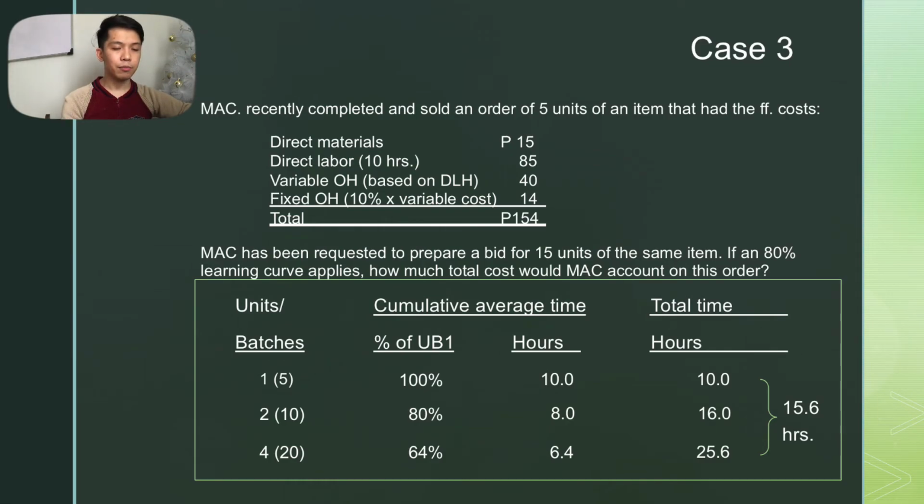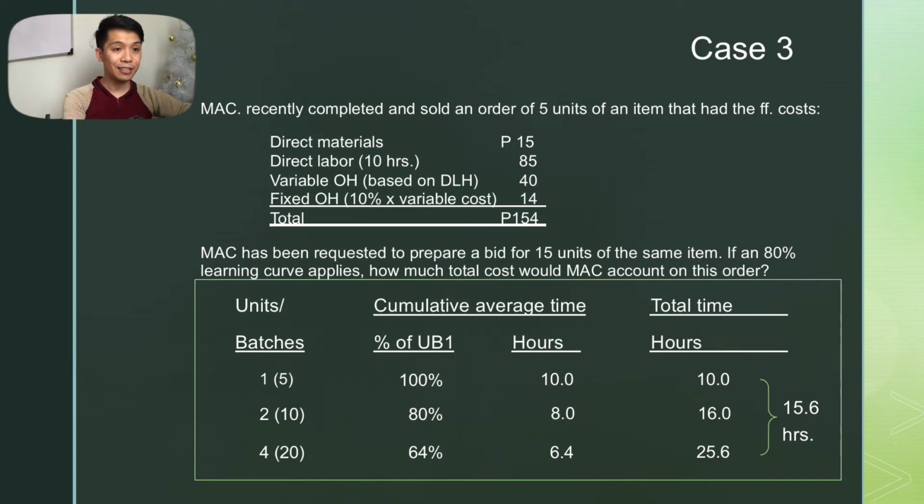Again, batch 1 took 10 hours. Batches 2, 3, and 4, that's a total of 15 units, 5 times 3, took 15.6 hours only. So, when it comes to estimating the cost of the next order, we have to understand that this should be accounted for: the impact of learning on the required time.